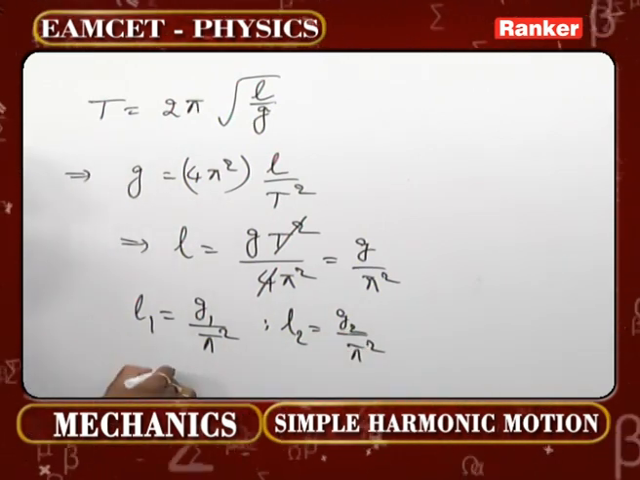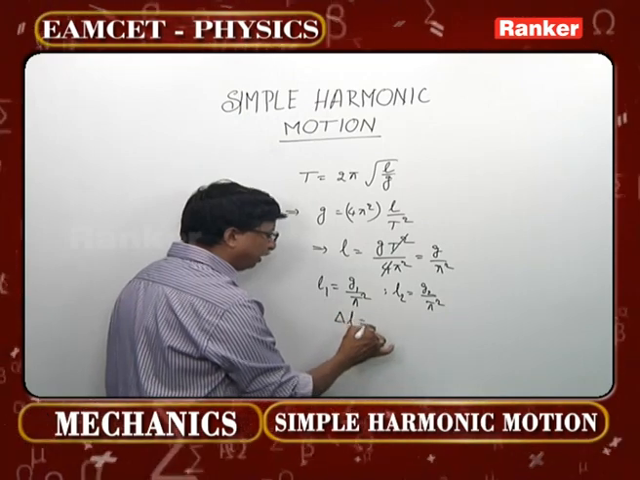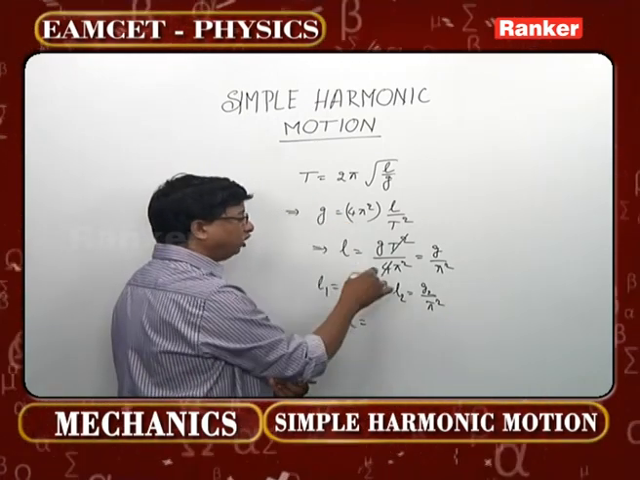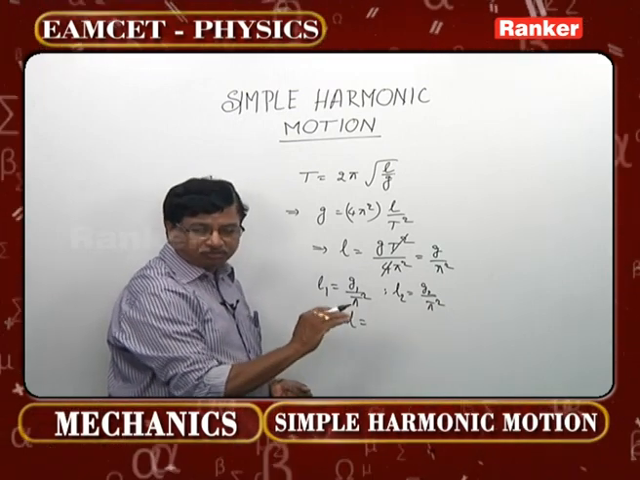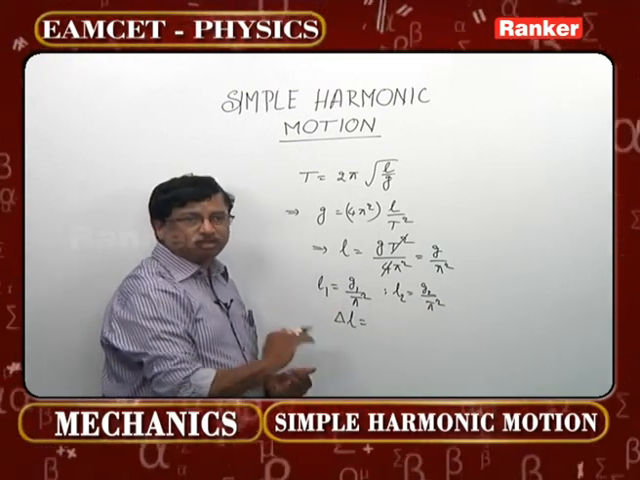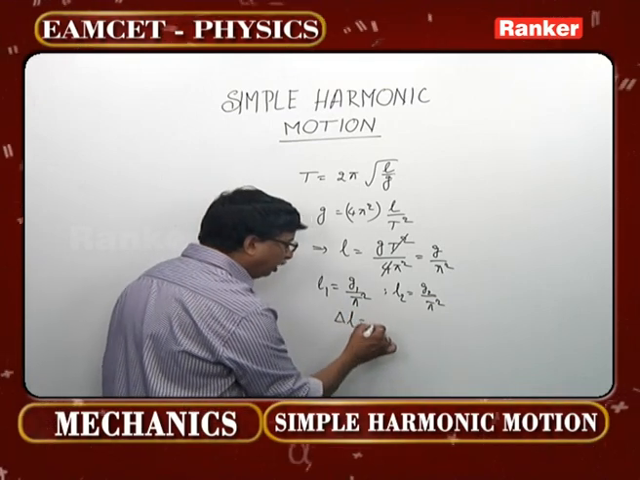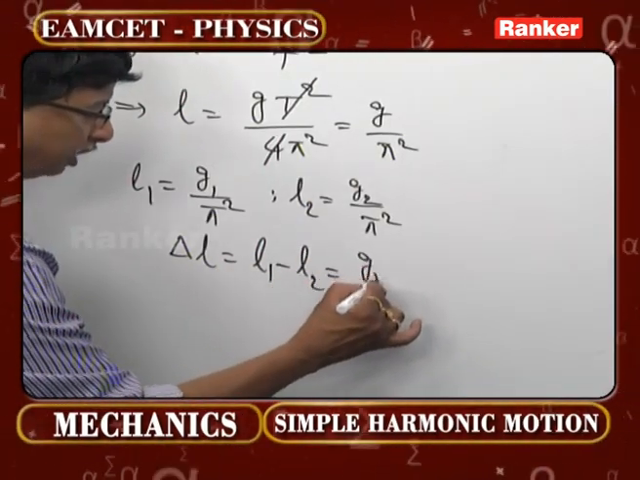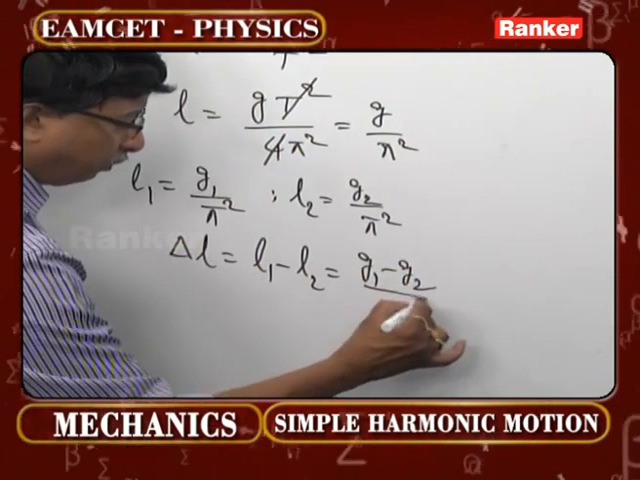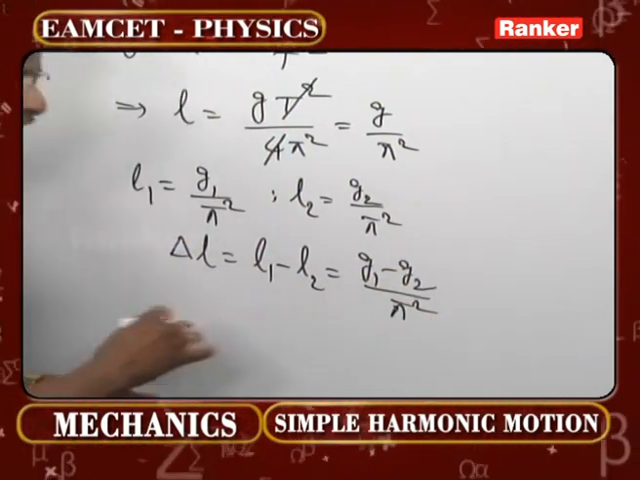Now the question is, what should be the change in length for that seconds pendulum to have the same time period as that of 2 seconds as earlier? That is the question that is asked. So delta L now is going to be L1 minus L2. So what will be the formula? g1 minus g2 by pi square is the formula.